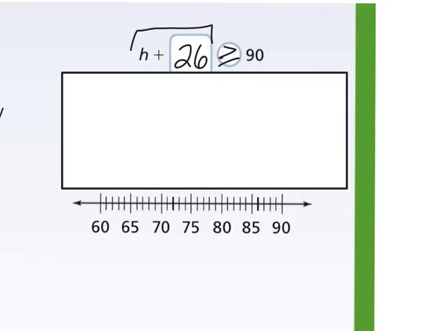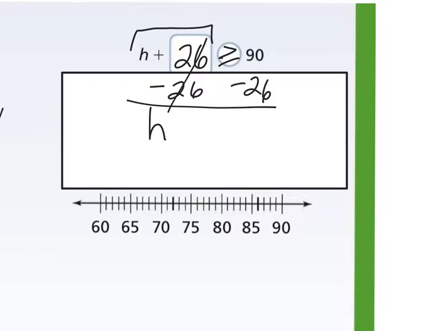So trying to get the H by itself there, adding 26 on the side with the variable means we need to subtract 26. This is what I would need to see when you guys do these problems. Subtract 26, subtract 26. Same thing on both sides.